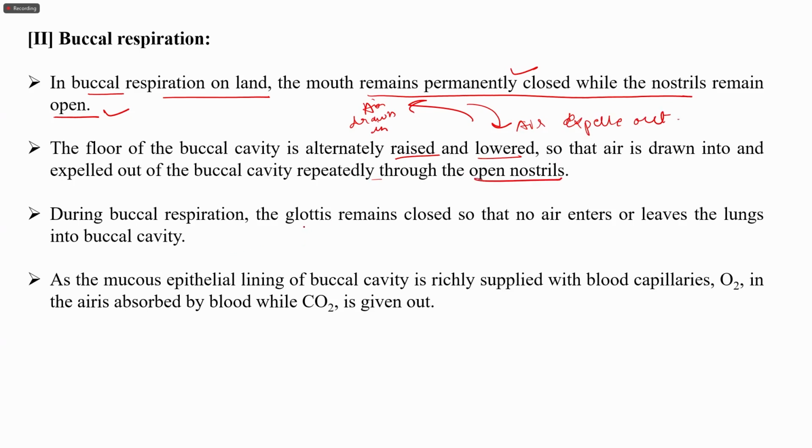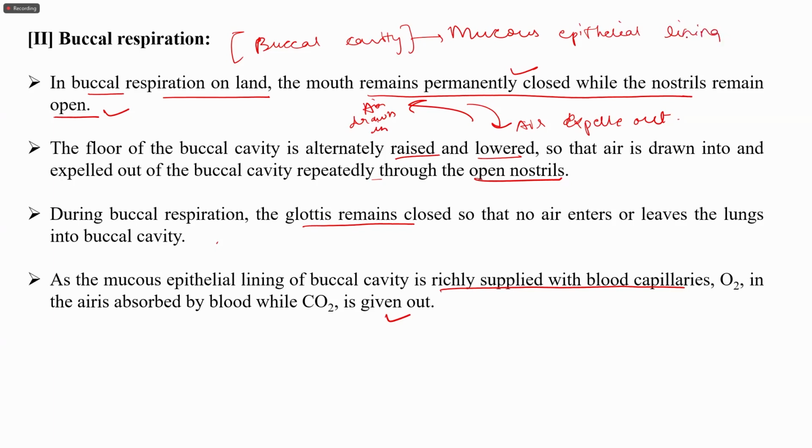Now, during buccal respiration, the glottis remains closed so that no air enters or leaves the lungs into the buccal cavity. As the mucous epithelial lining of the buccal cavity is richly supplied with blood capillaries, oxygen in the air is absorbed by blood while the carbon dioxide is given out. So buccal respiration takes place mainly through the mucous epithelial lining, which is thin and rich in blood supply, thereby allowing easy exchange of gases.